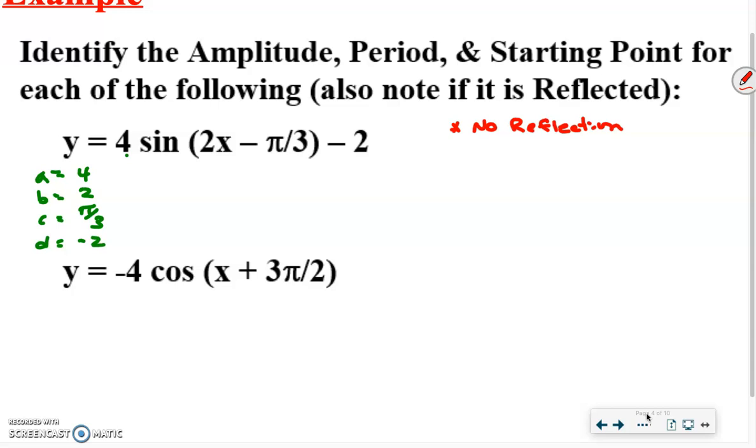What about my amplitude? What's my amplitude in this one, please? How do I find the amplitude, just as a reminder? We find the absolute value of A. So the absolute value of 4 is still 4. So the amplitude is 4. Good. What about the period?